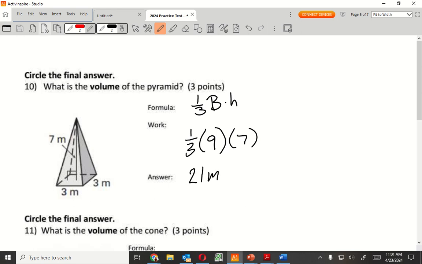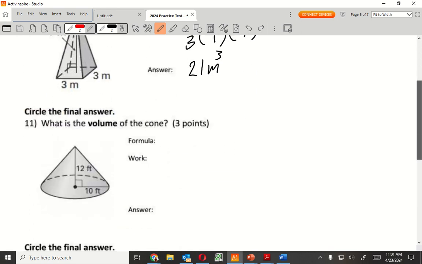Meters cubed. Say cubed. Say cube. Or say raised to the third. Okay. All right. You ready?